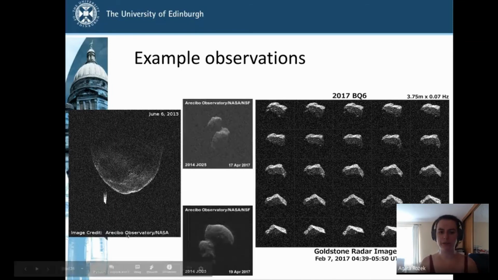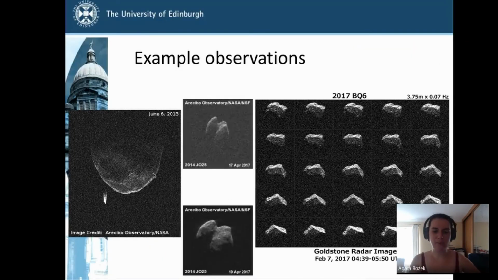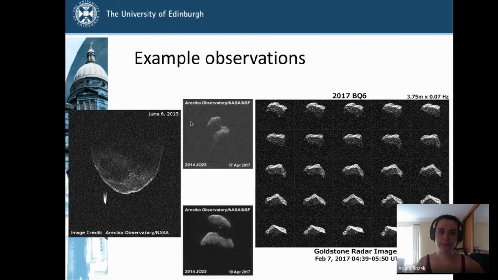We can see the weirdest shapes. We can see contact binary shapes like the asteroid that I showed you earlier. We can see a binary asteroid, an asteroid with a small moon close to it, so you can see both the asteroid and the moon, and actually most asteroid binaries are discovered like this, or multiple systems. There are systems with up to 3 little moons discovered by planetary radar like this.